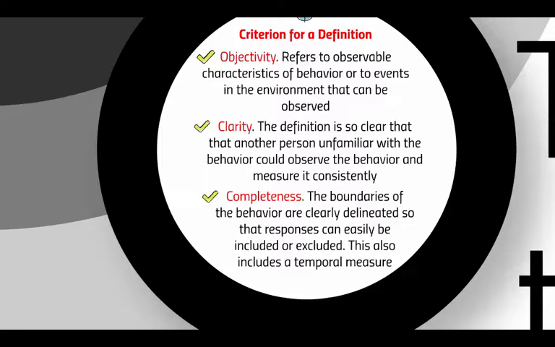So the definition is so clear that another person that's unfamiliar with the behavior could observe, and they would record it the same way that we are recording. So we need to have consistency in terms of measurement. In order to get consistency in measurement, we have to have clarity with respect to our behavior. And then finally, we need what's referred to as completeness, and that the boundaries of the behavior are clearly delineated so that the responses can be easily included or excluded from the definition.